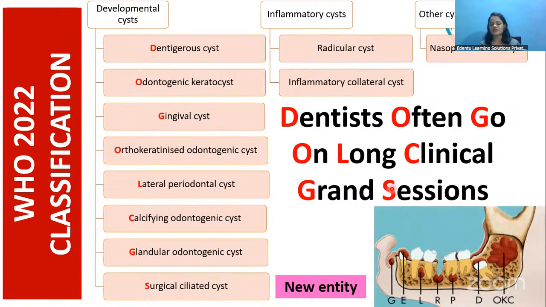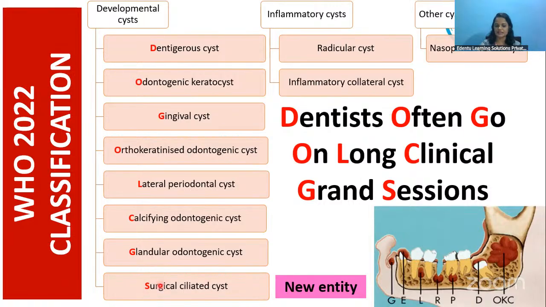Okay, so the surgical ciliated cyst is newly included under this odontogenic category. The cyst has been there for a long time, and it has been mentioned in the literature also, but it has been newly included under this developmental odontogenic cyst category. This cyst has been newly included.